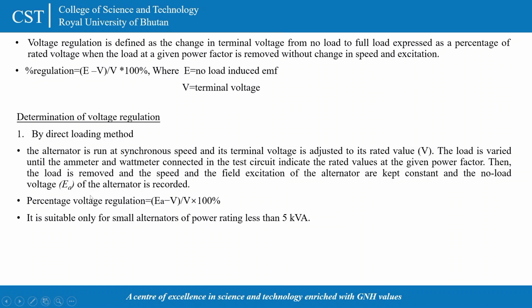For voltage regulation determination, we have two methods: basically direct loading and indirect loading. Direct loading is usually used for small alternators, and the formula for voltage regulation is the same as the above percentage regulation, given by (EA - V) / V × 100, where EA is the no load voltage.